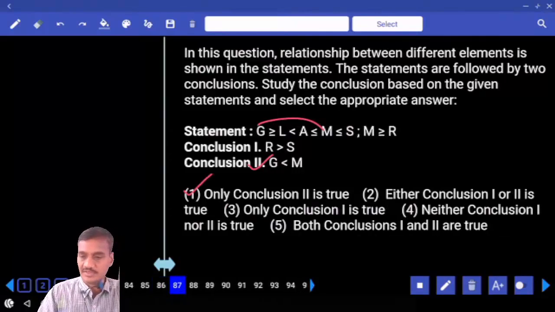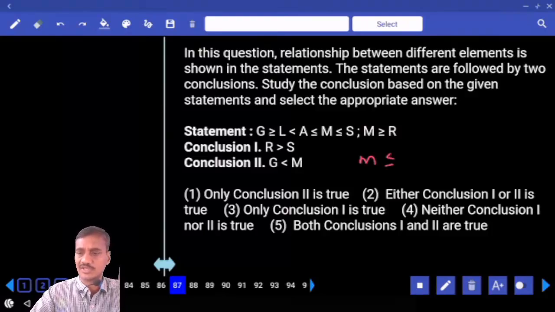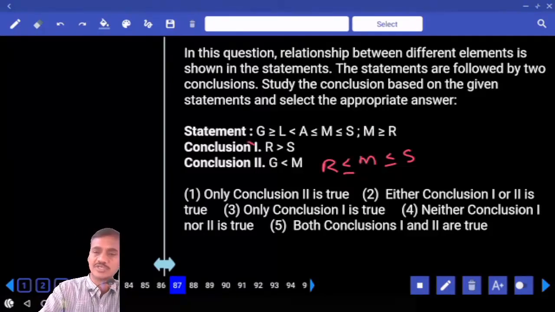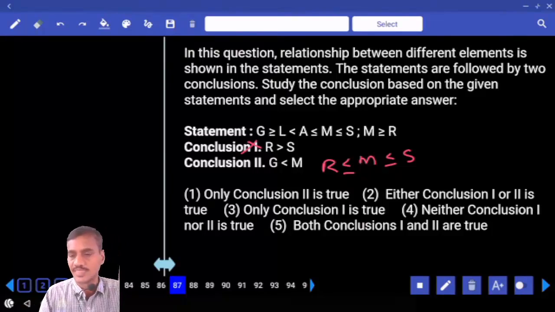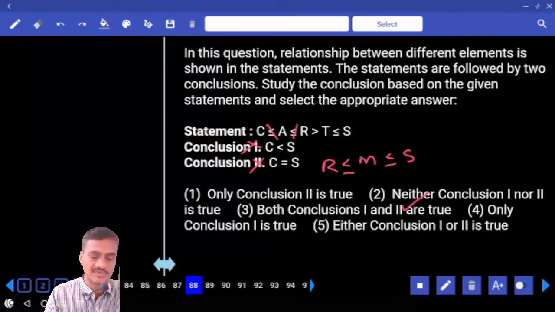Then 87, now in this 87, R and S. R and S, tell me which element is common here, M is common. M lesser than or equals to S, M greater than or equals to R means R lesser than or equals to M. Now between R and S, R lesser than or equals to S is true, greater than S is false. And relation between G and M, one greater than, one lesser than, two opposite symbols. Neither 1 nor 2, choice 4, question number 87.